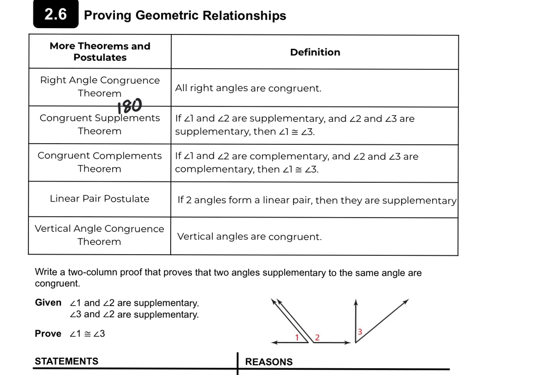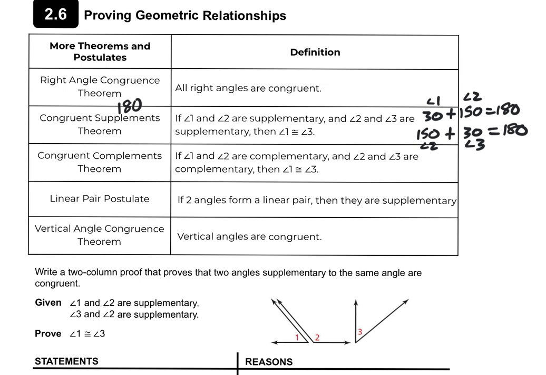If angle 1 and angle 2 are supplementary, and angle 2 and angle 3 are supplementary, then angle 1 is congruent to angle 3. So here's how this works. If I said 30 plus 150 equals 180, if this is angle 1 and this is angle 2. And then I said 150 plus 30 equals 180, so this would be angle 2, this would be angle 3. Well, what's happening here is I'm using angle 2 twice.